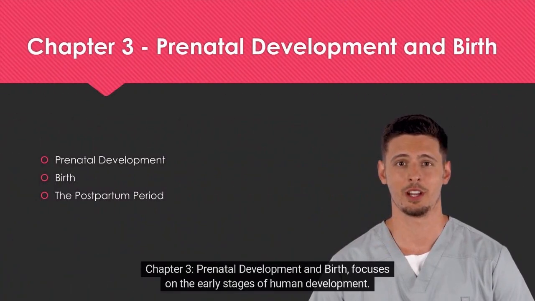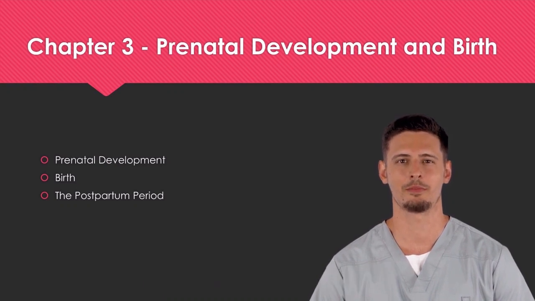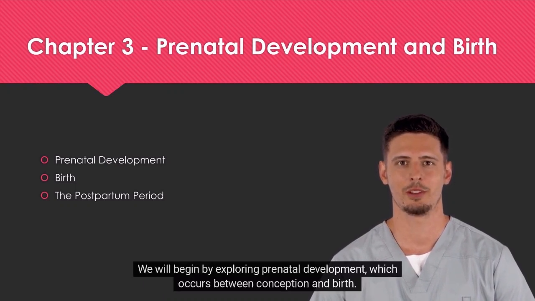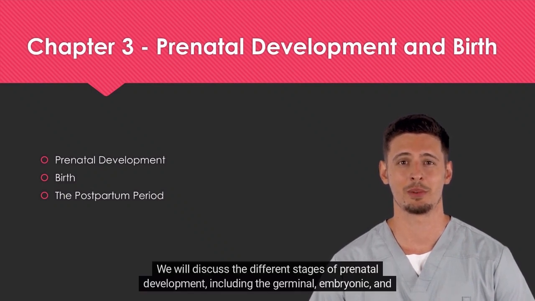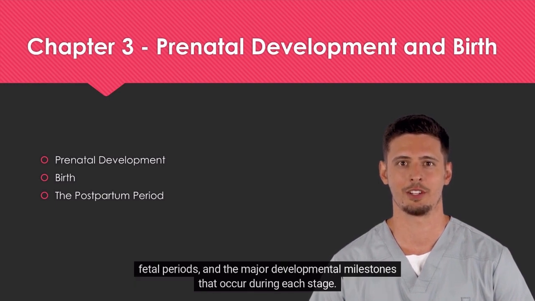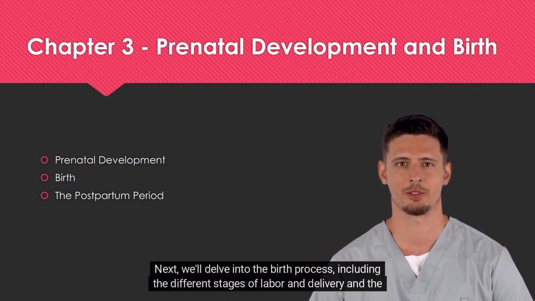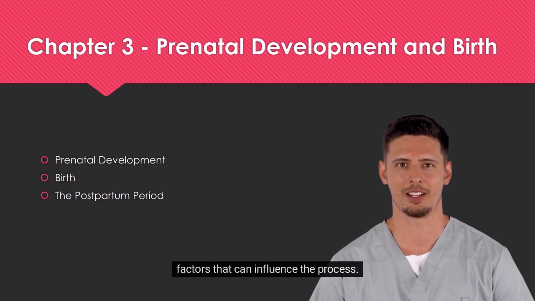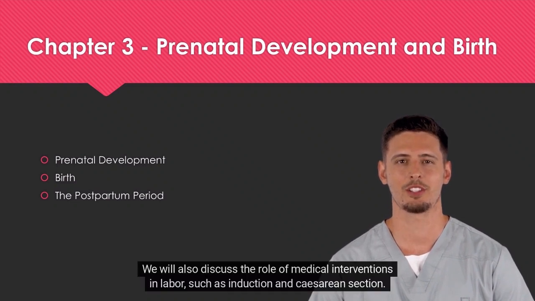Chapter 3, Prenatal Development and Birth, focuses on the early stages of human development. We will begin by exploring prenatal development, which occurs between conception and birth. We will discuss the different stages of prenatal development, including the germinal, embryonic, and fetal periods, and the major developmental milestones that occur during each stage. Next, we'll delve into the birth process, including the different stages of labor and delivery, and the factors that can influence the process. We will also discuss the role of medical interventions in labor, such as induction and cesarean section.